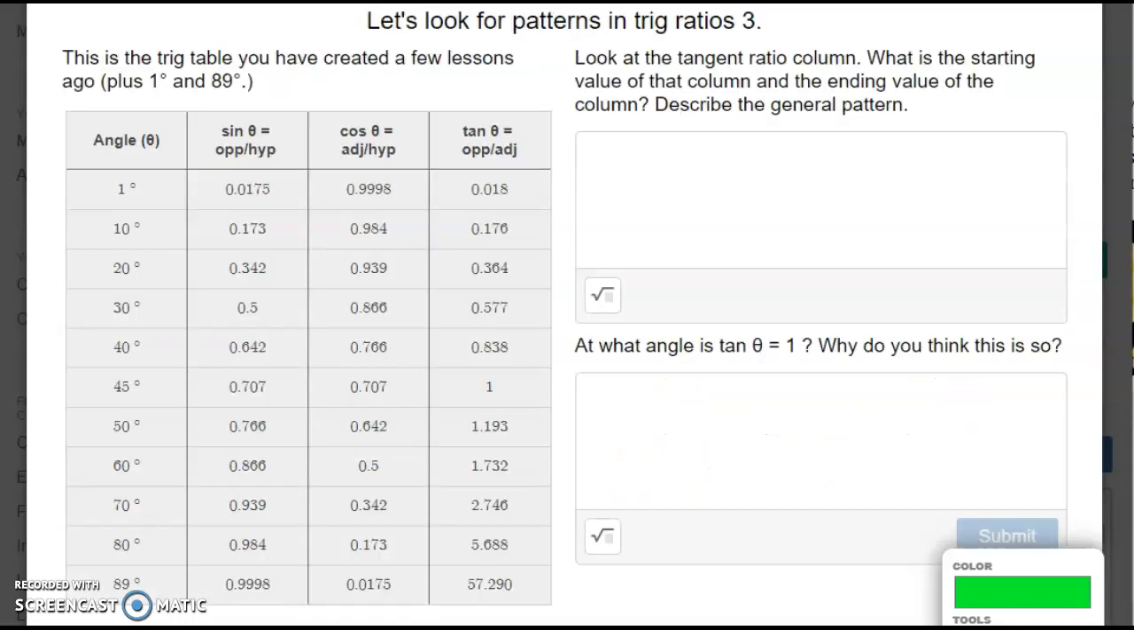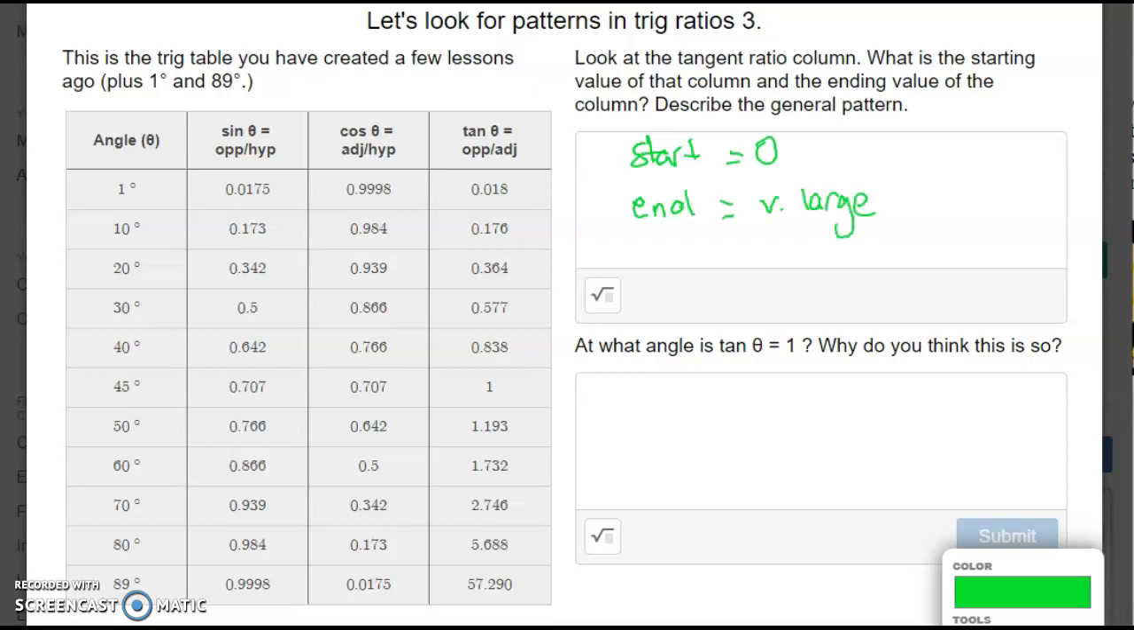So that's a conclusion that you should hopefully be drawing. All right. So look at the tangent ratio column this time. What is the starting value? It's starting very small, and the ending value is very large.